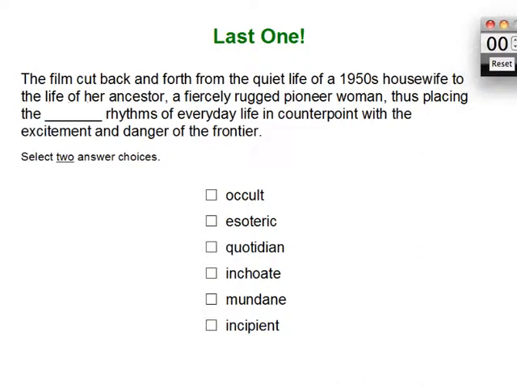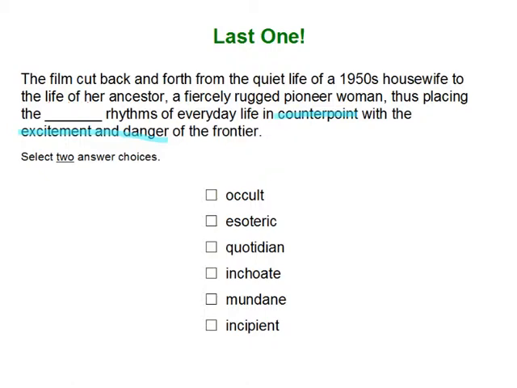Okay, hopefully ending on a good note today. The life of the housewife to the life of her ancestor. So, housewife versus rugged pioneer woman. We've got some kind of rhythms of everyday life in counterpoint. That's our great pivot and clue. Counterpoint, I guess, might more accurately be described as the pivot. And excitement and danger would be described as the clue here.